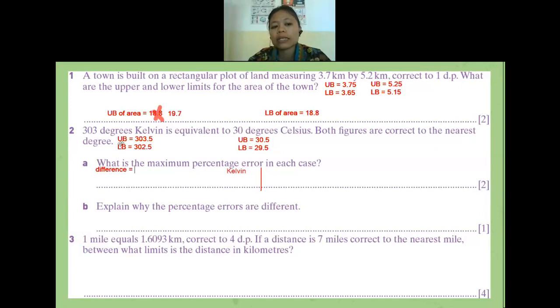So we are going to find the degrees in Kelvin to its upper bound or its lower bound. The given degrees is 303 degrees, and then the upper bound is 303.5. The lower bound is 302.5. The difference here is the difference between the temperature and its upper bound or its lower bound. You can pick either one because the difference will be constant. So how many is the difference?